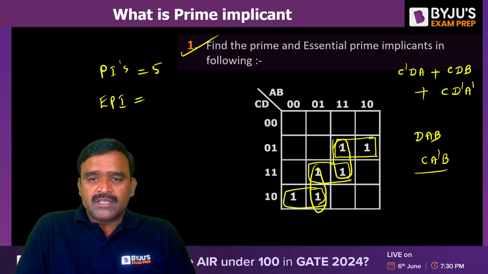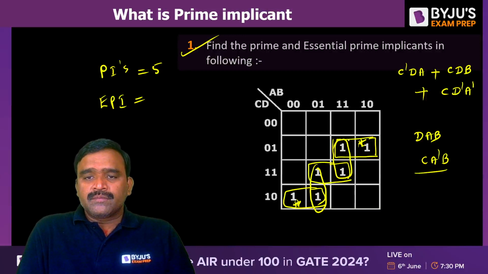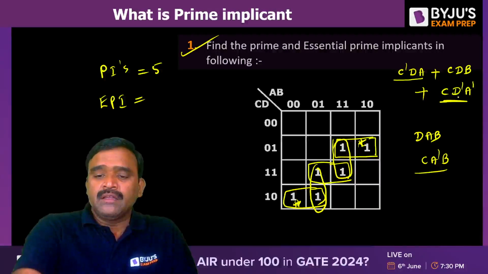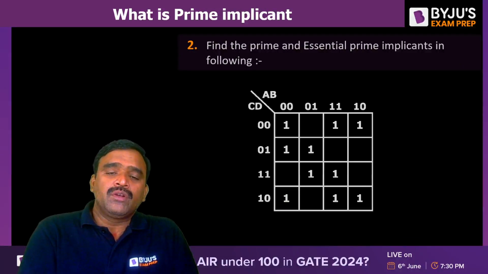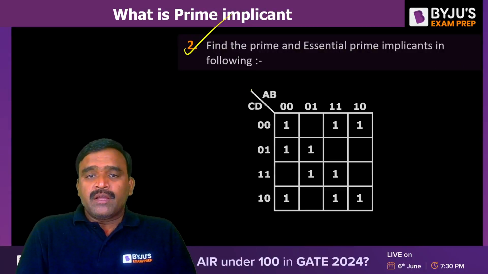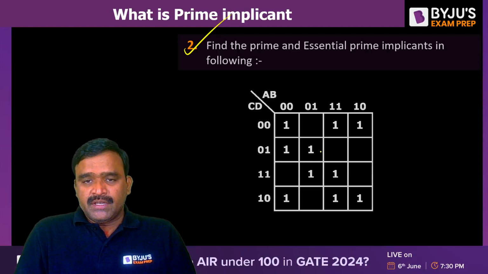And for essential prime implicants, EPI is nothing but essential prime implicant. So this one is an essential prime implicant, and this one is an essential prime implicant. Only two essential prime implicants. What are those? This will come under C bar DA, so underlined is essential. And the last one comes under CD bar A bar. This is also essential because they contain at least one distinguished one. Now coming to this, quickly find the prime implicants and essential prime implicants. It is very simple.